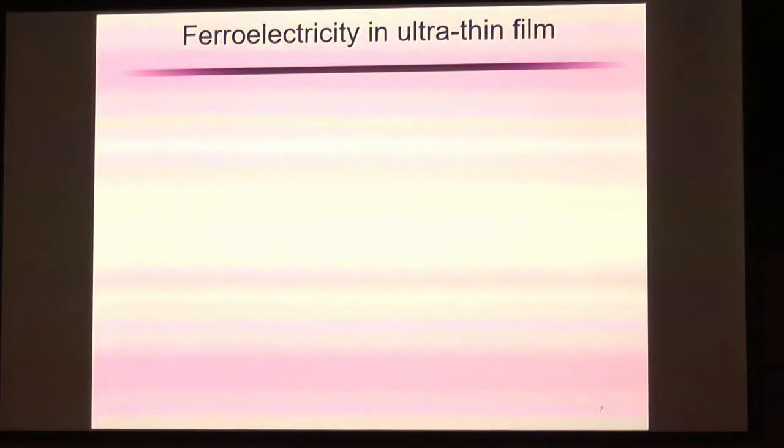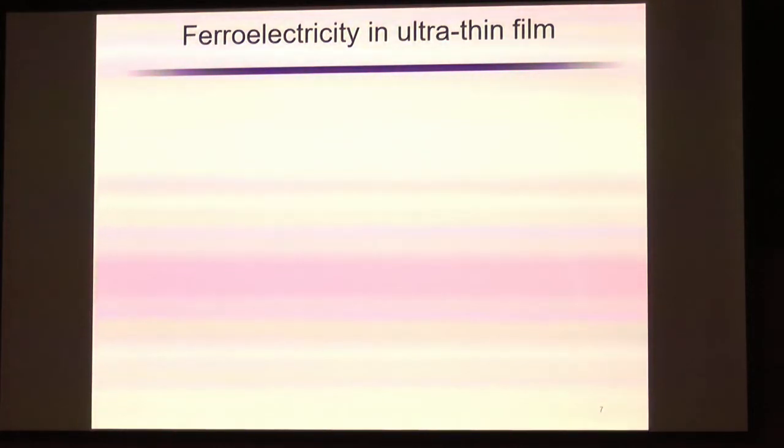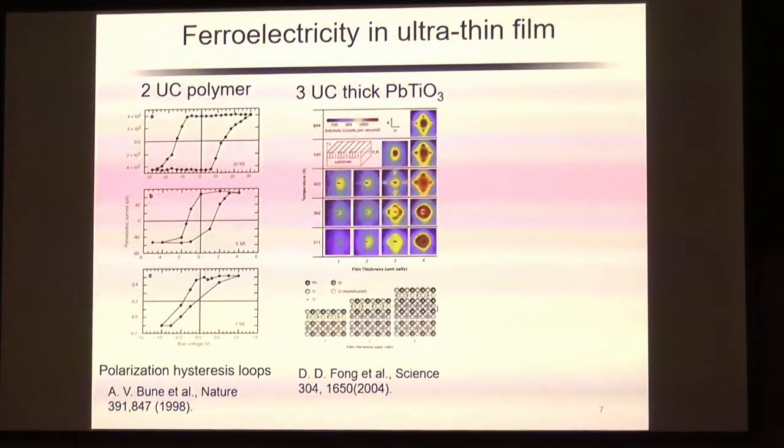So how about ferroelectric thin films? People have explored this for a long time. In 1998, I think people already started with 2-unit-cell polymers. They found that even in just 2-unit-cell polymers, you can see a hysteresis loop, and they found that the transition temperature does not depend on the thickness. So they claimed that this is an ideal two-dimensional system.